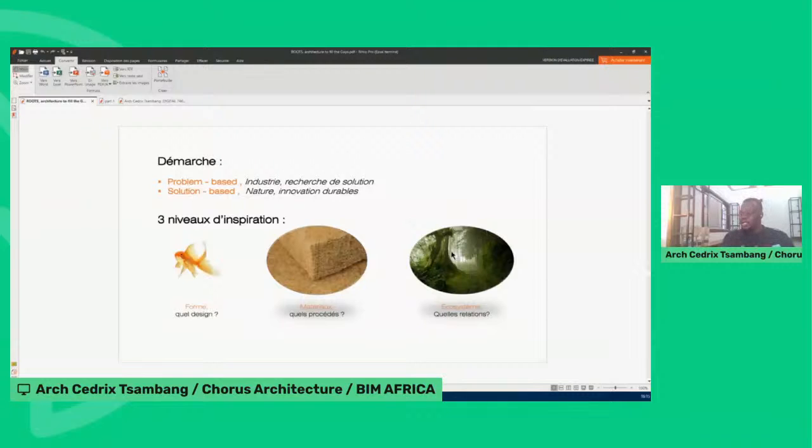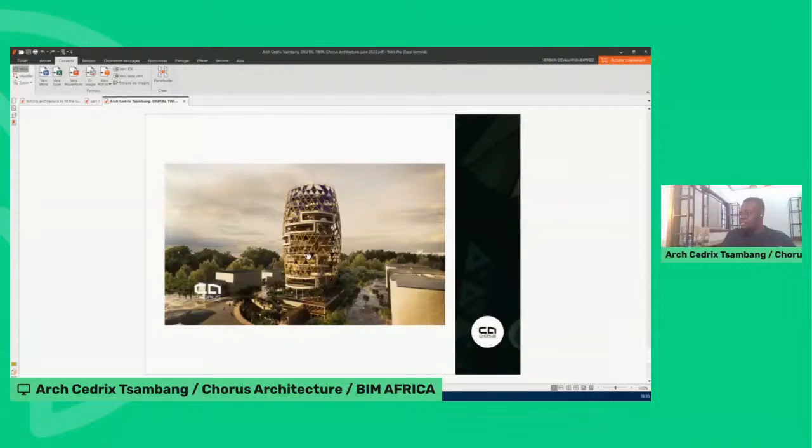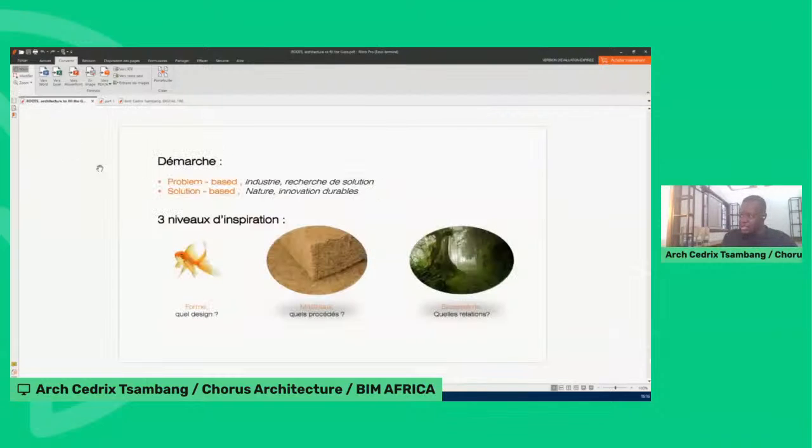Using digital tools can help us understand the three levels. Here it is written in French, trois niveaux d'inspiration. It means three levels of inspiration. The shape, how is the shape? Why is the shape? For instance, in the project I was presenting in the beginning, this tower, we use the shape of the Mosgum house in the north of Cameroon that were associated with face masks. We analyze the shape, we analyze the process, and like I say, it's open to everybody.